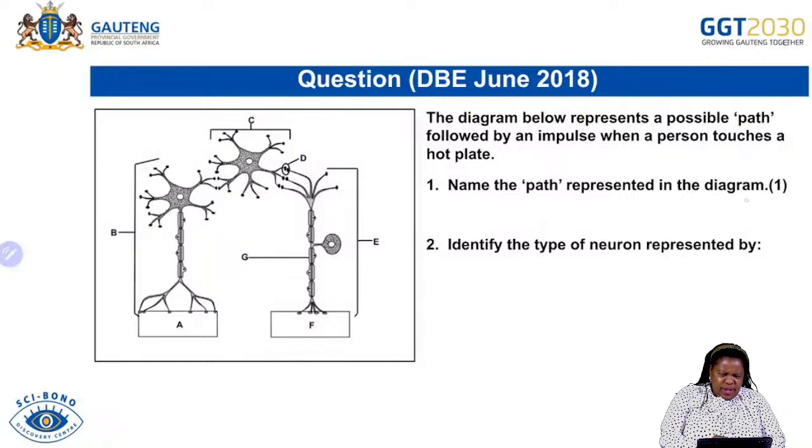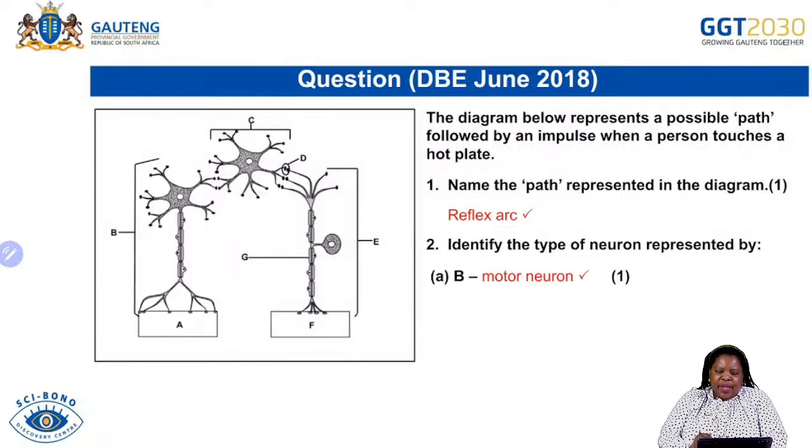Name the path represented in the diagram. Now, what is the name of that path? It's a reflex arc. What is a reflex arc? It is a pathway. All right. So, identify the type of neuron represented by B. Let's check it. B is what? Motor neuron, because of what? We can see the position of the cell body.